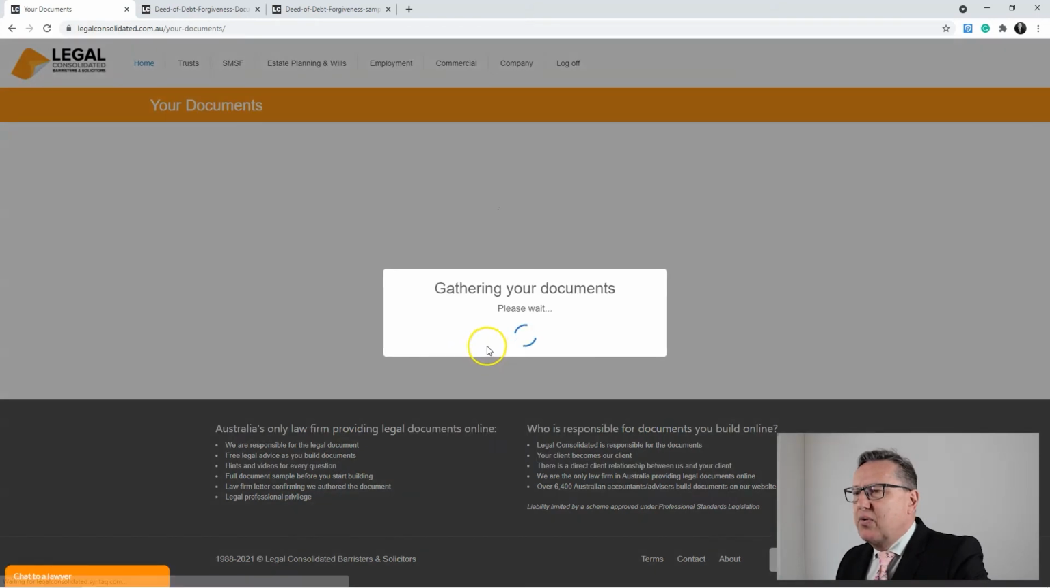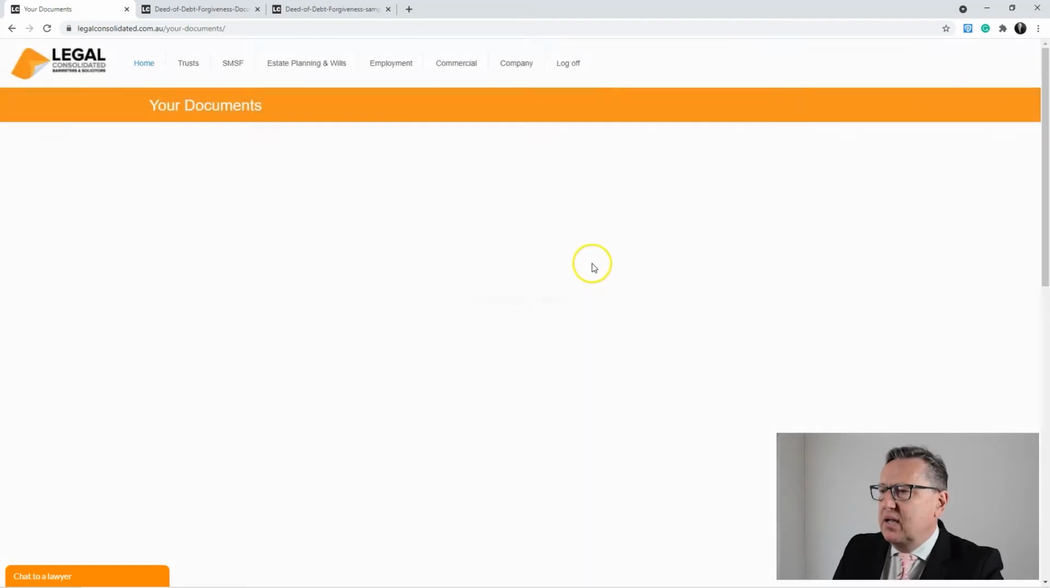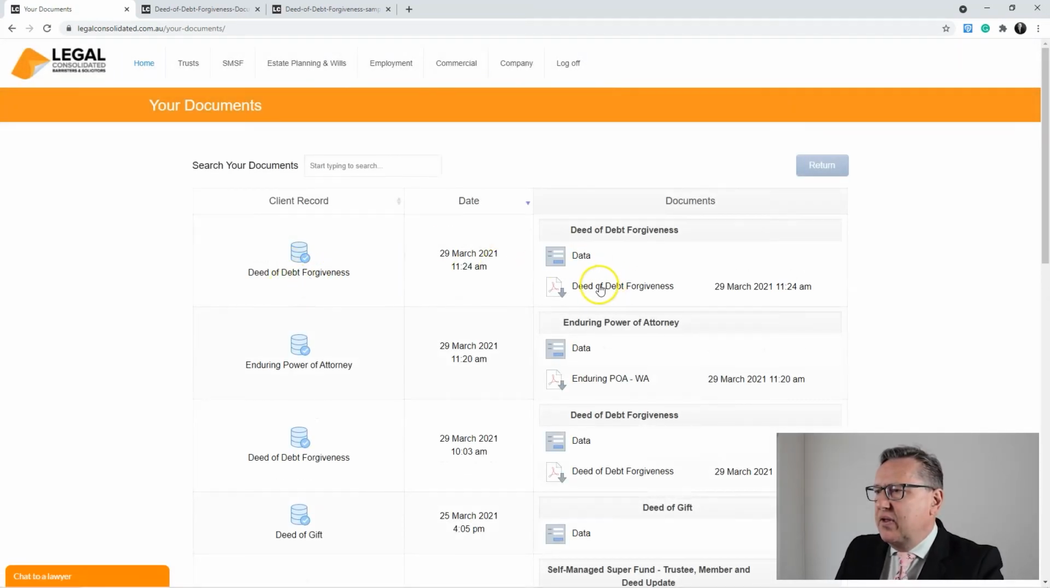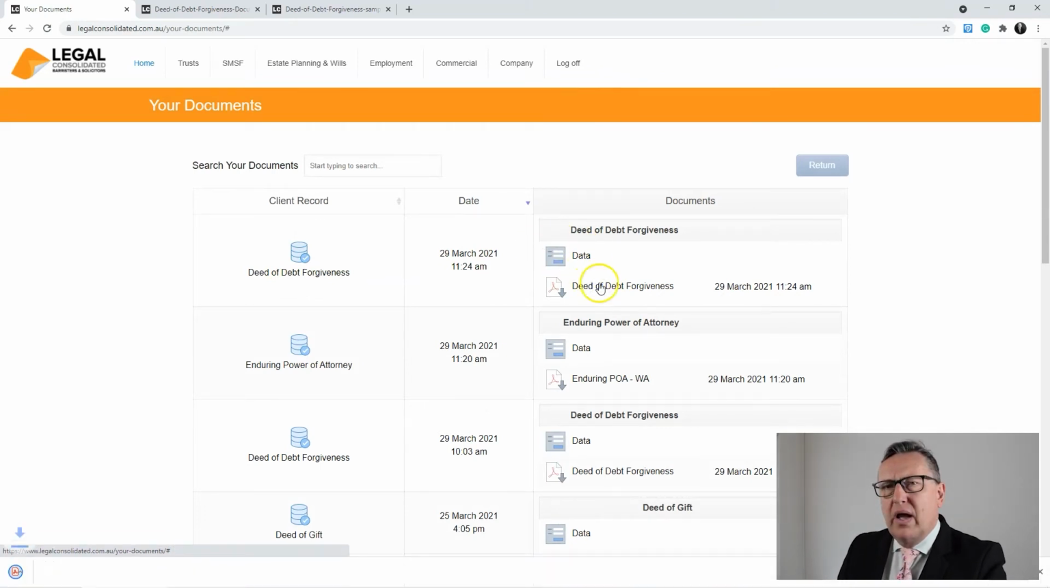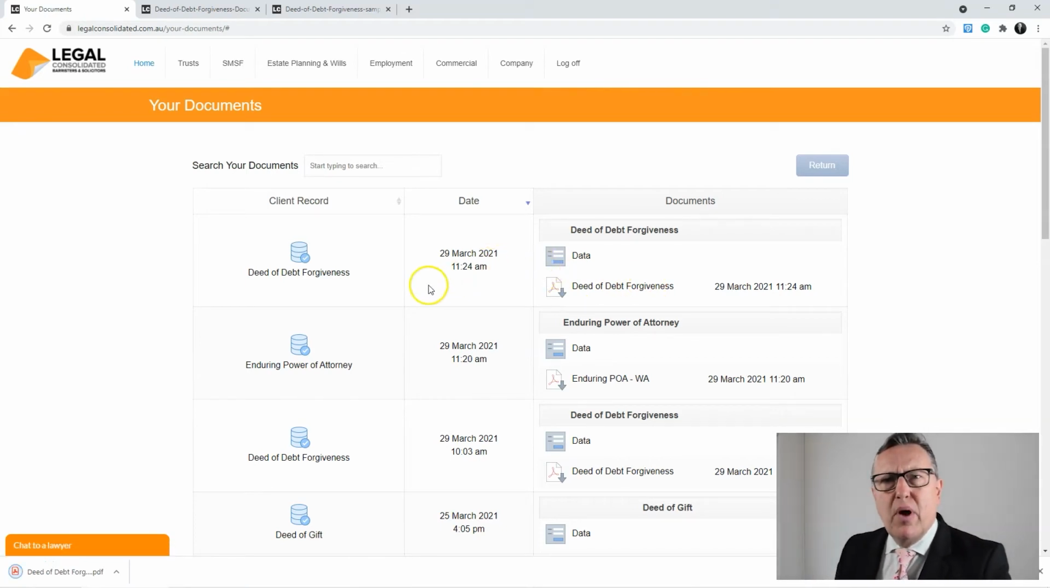Always exciting creation of a new legal document. This is a deed. And there it is. So I can have a look at the information I put in, but I just want to see the locked PDF. Hang on, Professor Davies, why is it a locked PDF? I may want to change it.